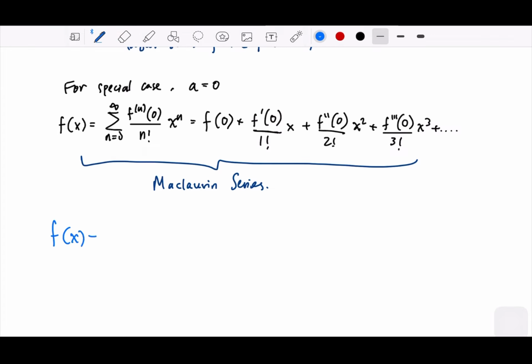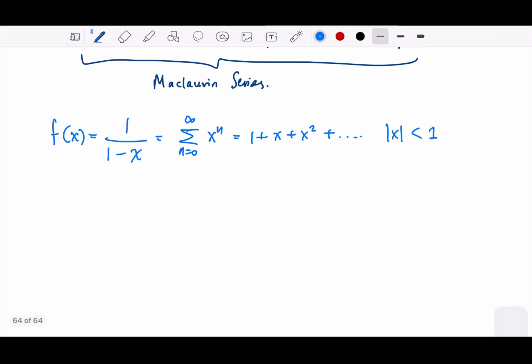So let the function be 1 over 1 minus x. We know that this should be equal to the geometric series, x to the power of n, 1 plus x plus x squared plus dot dot dot, and the ratio should be less than 1, so x should be between -1 and 1. First we can set up the function and its derivatives, maybe 4 or 5 derivatives. So the function 1 over 1 minus x, we set x equals 0 to set up the Maclaurin series. So this should be 1, and then we take the first derivative.